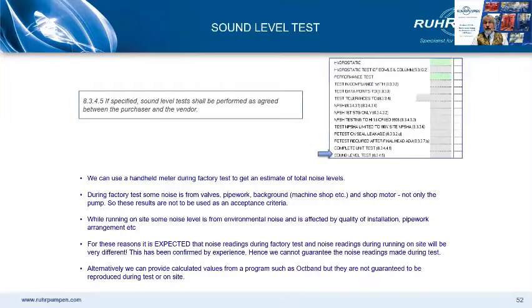The test shop setup is not as strong as the ultimate one is going to be at site, and the piping is temporary as well. So you can't get a guaranteed noise reading. The readings are just going to be indicative and will help you to ascertain when you get it to site if the pump is indeed performing as expected.